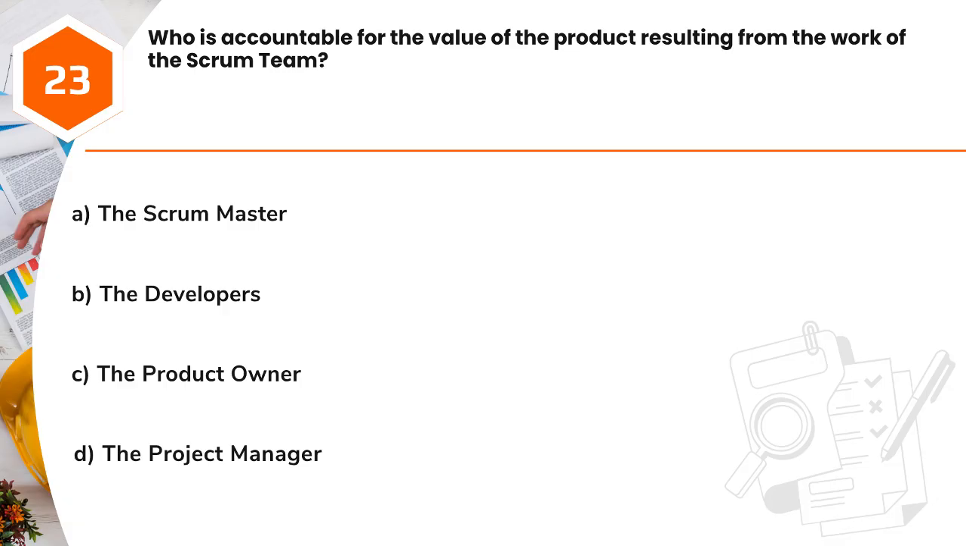Question 23. Who is accountable for the value of the product resulting from the work of the Scrum team? A. The Scrum Master. B. The developers. C. The product owner. D. The project manager.